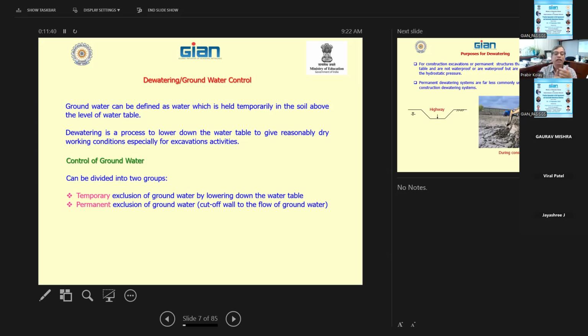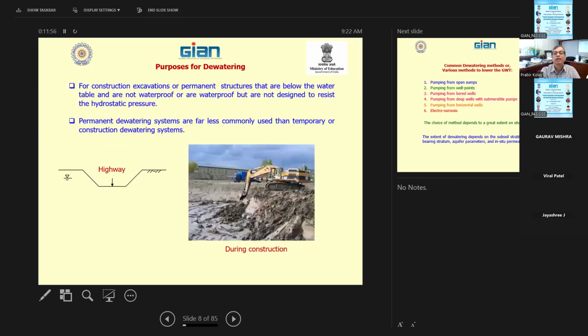So that can be temporary or permanent. In most cases it is temporary, which is exclusion of water by lowering the water table. For permanent, generally we build a cutoff wall to block the flow of groundwater. Most of these cases are environmental applications, where we use slurry trenches.